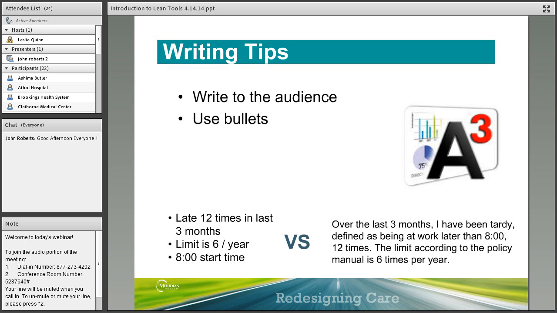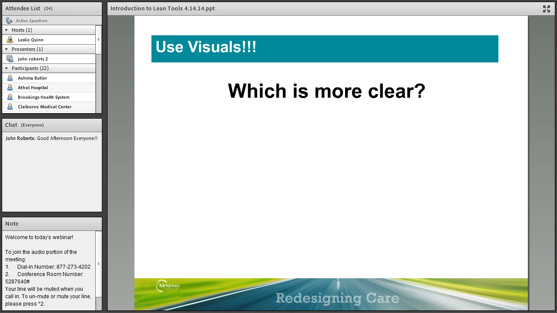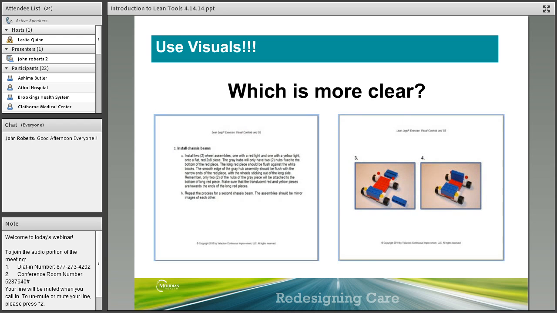So again, when we write these A3s, we want to make sure we're using bullet points, using an active voice, writing to the audience we're trying to reach, and highlighting and keeping bold bullet points. And again, visual is huge in A3 problem solving.